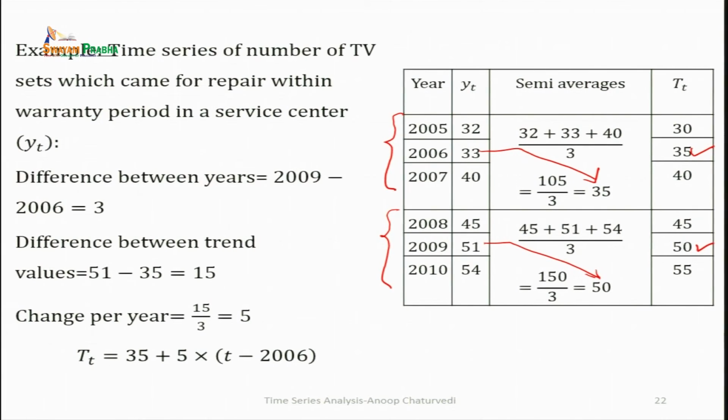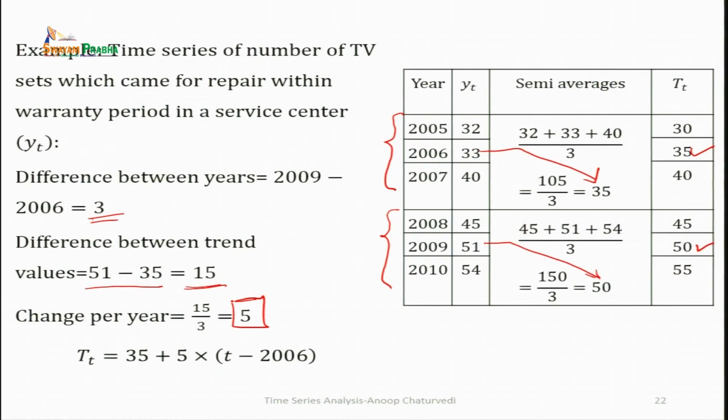The time interval between 2006 and 2009 is 3 years. And the difference in trend values of these 2 years, 2009 and 2006, is 51 minus 35, which is equal to 15. So, using these two figures, you can easily calculate the change per year, which is 15 upon 3 or 5. So, change per year in trend values is 5.